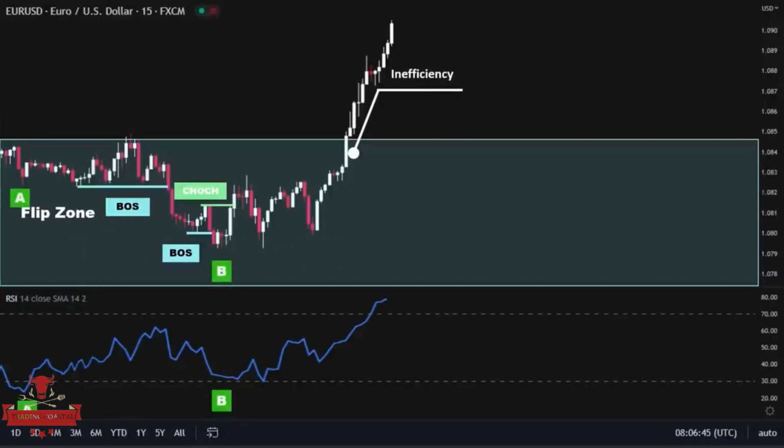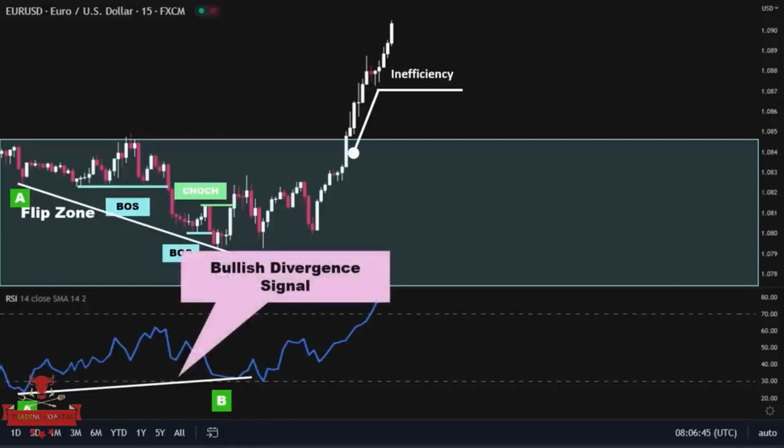the RSI chart. We can draw a line between these 2 points on the price chart and see that the price is making lower lows, while drawing a line between the corresponding A and B points on the RSI chart shows that RSI is making higher lows. This indicates a bullish divergence signal.